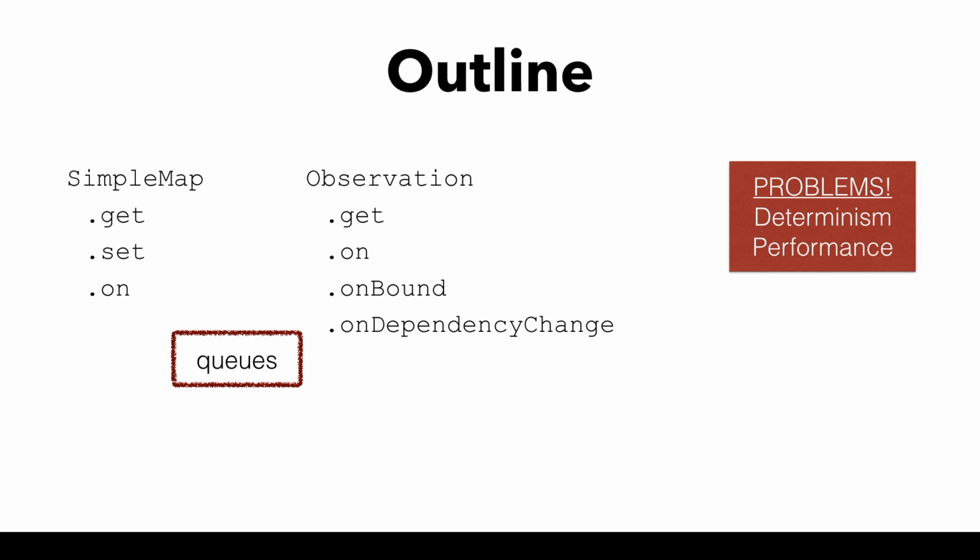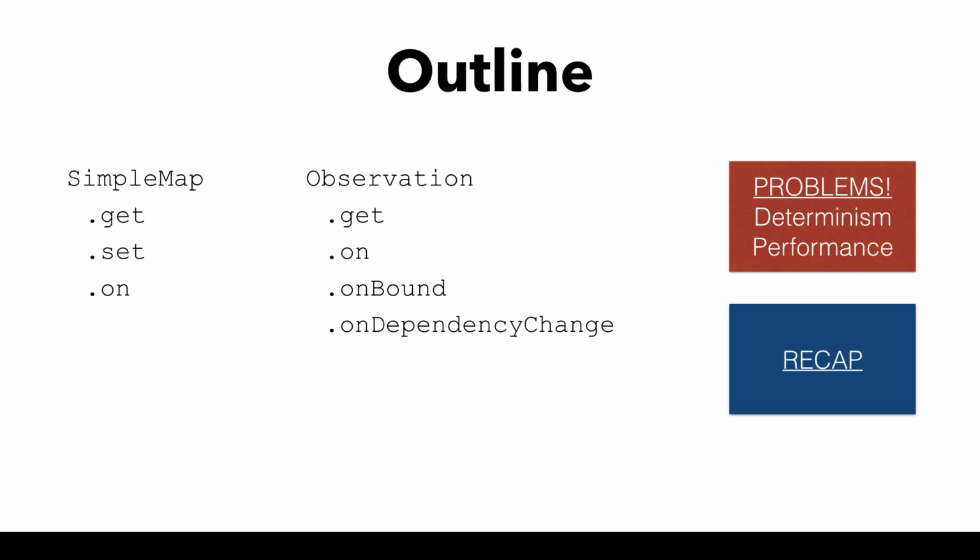We'll then use queues to re-implement many of these methods over again. SimpleMap set and on, followed by observation's onBound and onDependencyChange. At this point, we'll have something extremely close to how CanJS works. We'll finish the presentation by recapping how all of this works with the example from the beginning. If you've had a hard time understanding this presentation, this part should hopefully put it together for you.